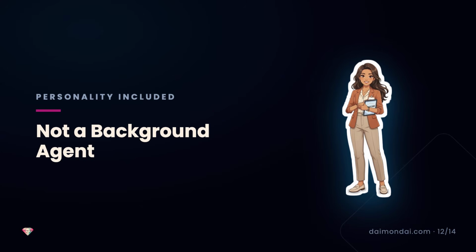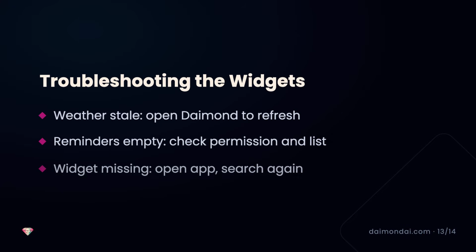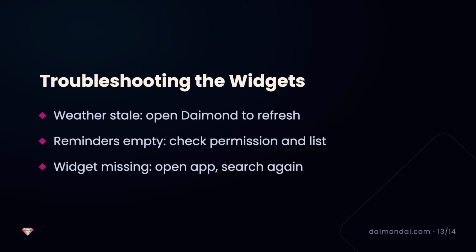One honest note here: none of these widgets are quietly working in the background on your behalf. They're glanceable surfaces and quick entry points that deep link into the app when you tap them, not a constantly running AI model on your home screen. If weather looks stale or says Open Daimond, that just means the cache is past its roughly 2-hour window. Opening the app once refreshes it. If reminders shows nothing, check that permission is granted and that your default list actually has something pending. And if Daimond AI doesn't show up in the widget gallery at all, open the app once, then search again.